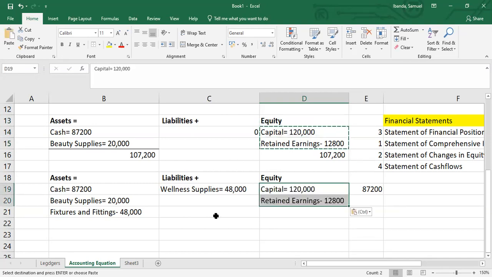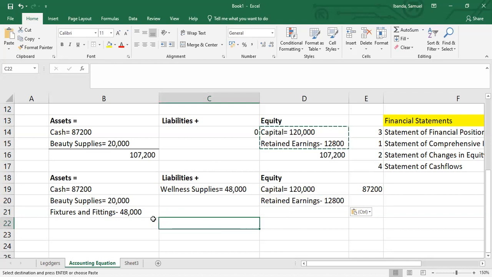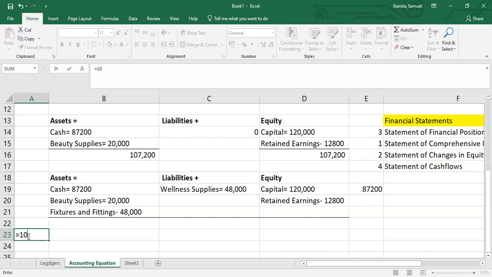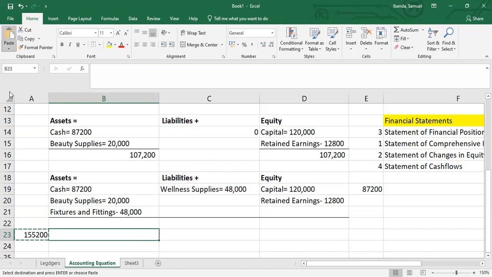I'll bring it there. Then, if I've finished everything, I'll try to add up. So right here, let me try to add 107,200 plus the new 48,000. It's also good to use your calculator to make sure that you're not messing up. The mind can lie to you sometimes.